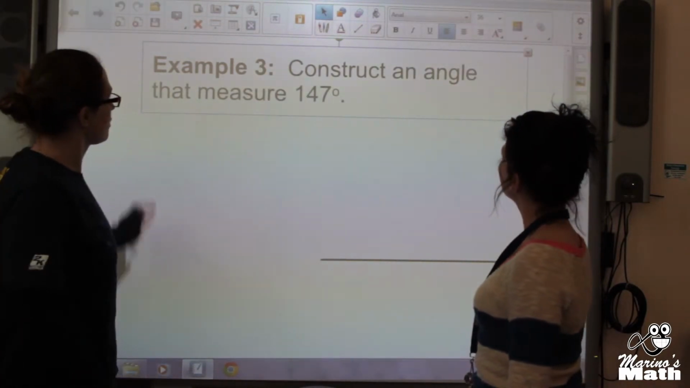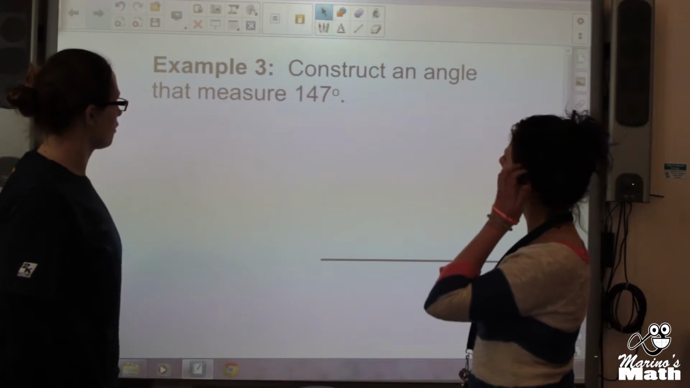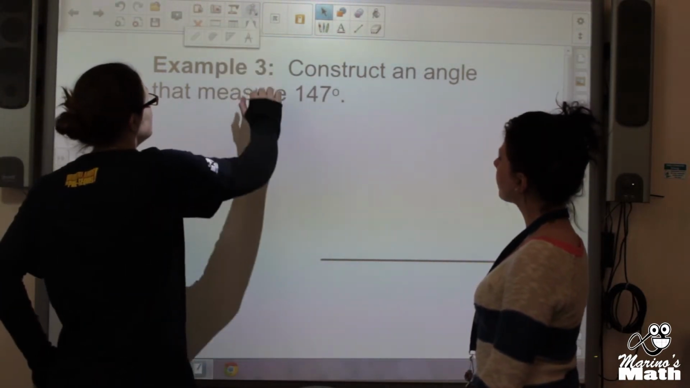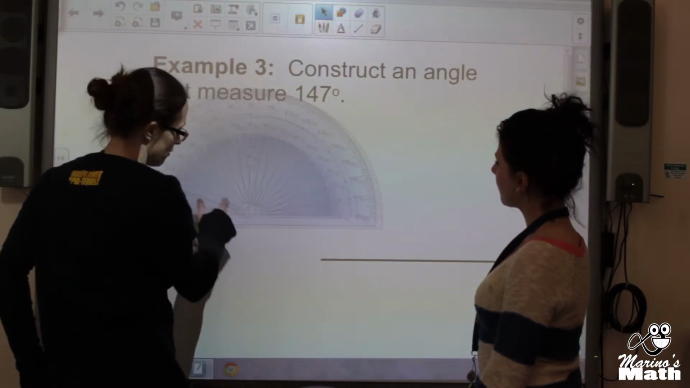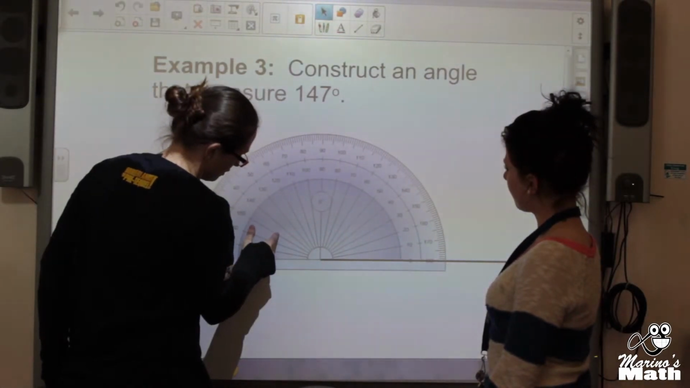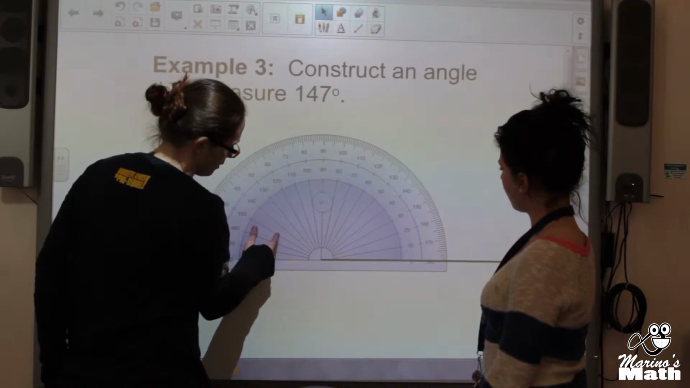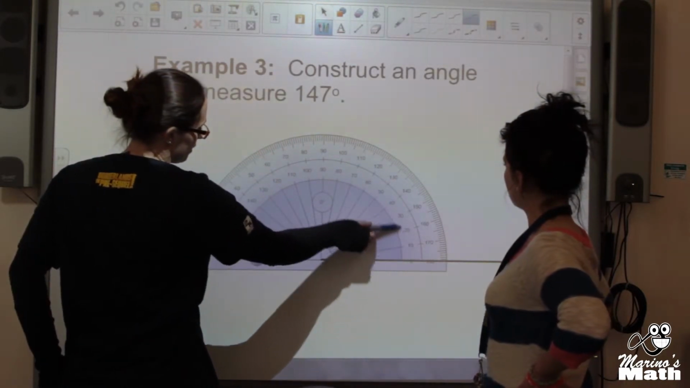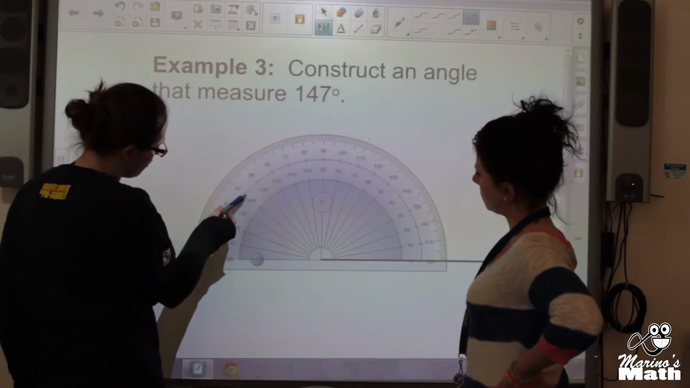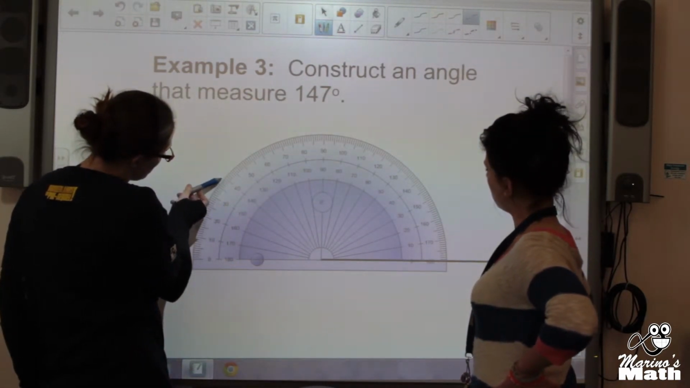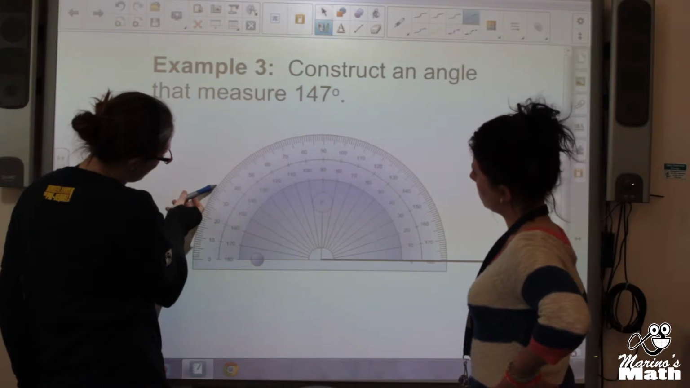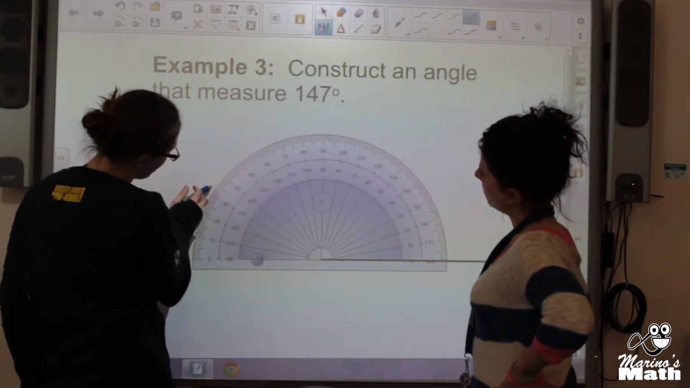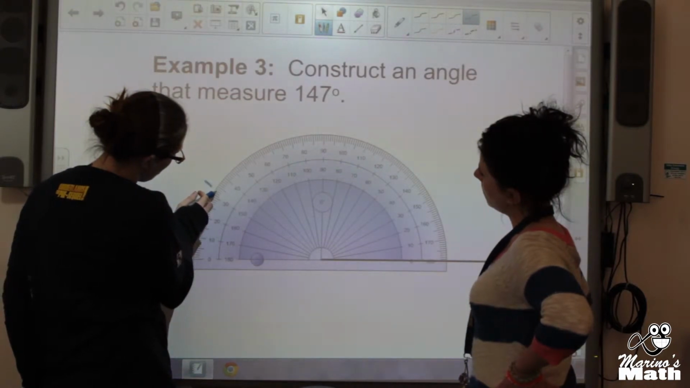We have here an angle that measures 147. So I know it's going to be an obtuse angle. And for the first time, we're actually going to have to look at the little numbers. All the other ones lined up so well. So I'm going to go on the inside all the way out to, there's 140. 1, 2, 3, 4, 145, 6, 7. So 2 small ticks past the bigger one. Right there.